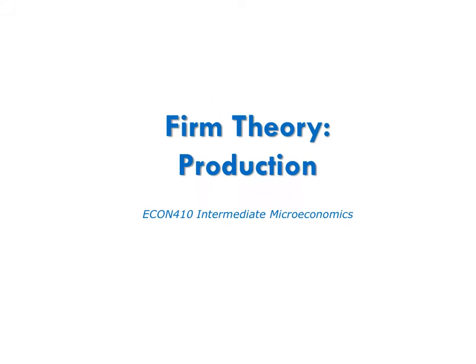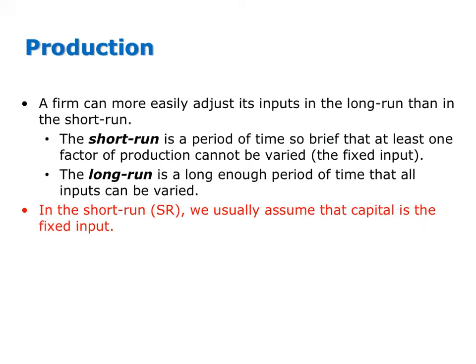This video is part of firm theory production. In it, I discuss total product, average product, and marginal product, as well as the relationships among all three measures. Importantly, this video talks about production in the short run.